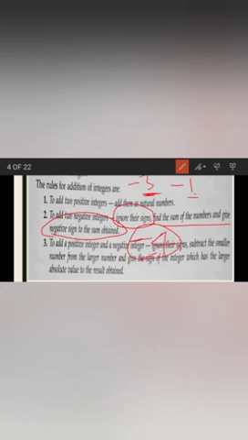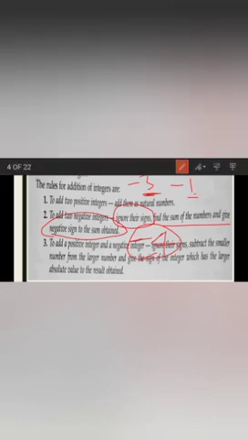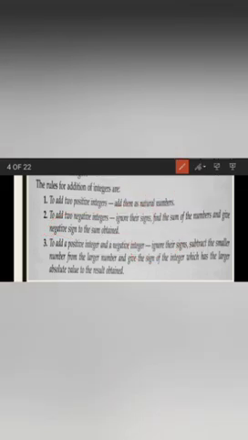Next, how to add a positive and a negative integer. To add a positive and a negative integer, you have to ignore the sign, and then subtract the smaller number from the larger number and give the sign of the integer which has the larger absolute value. That means when the signs are different.